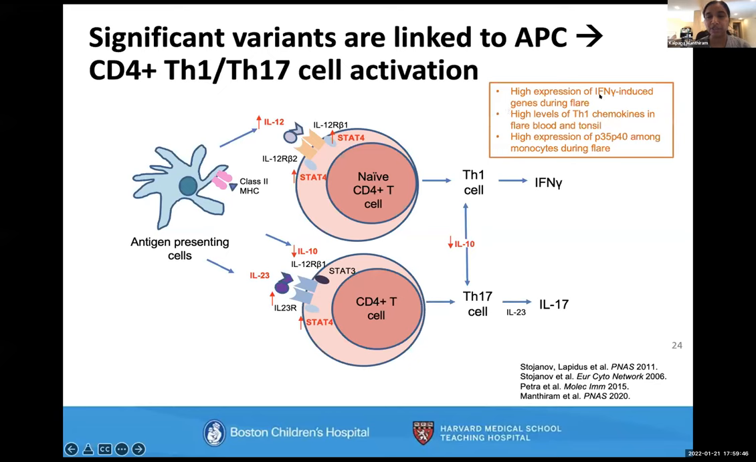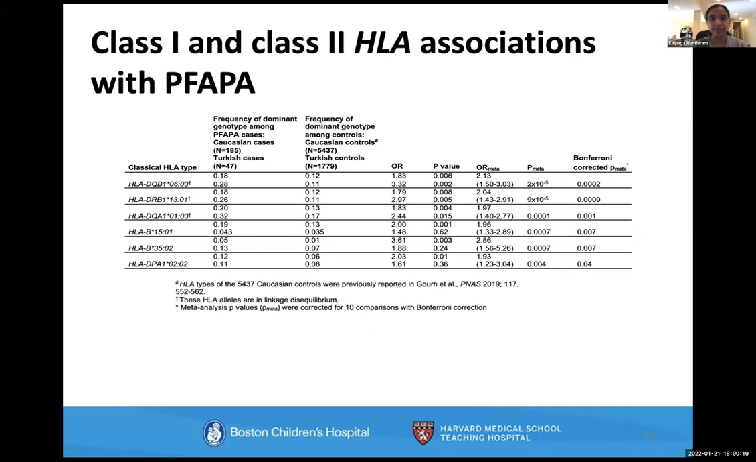High expression of interferon gamma induced genes is found during flares. There are high levels of Th1 chemokines during flares in the blood, and also in the tonsils even during non-flare periods. And we found high expression of these subunits on monocytes during a flare. So the previous findings about immune pathways that are activated during FAPA flares are consistent with our findings of these genetic risk factors.